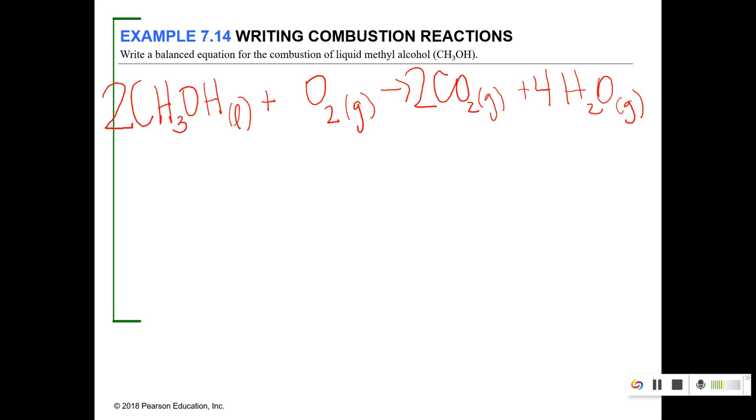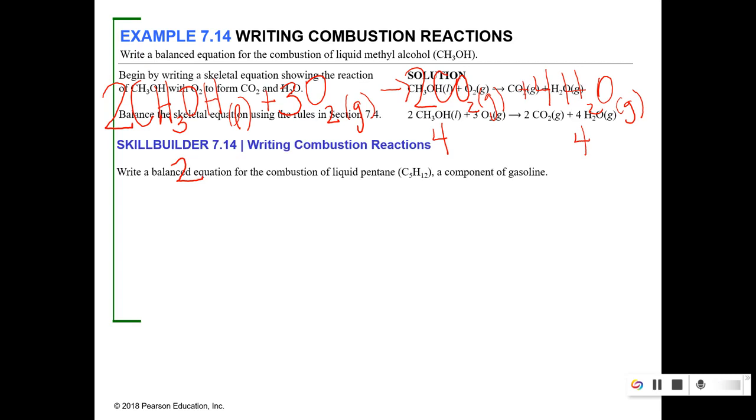Don't forget, you have to go back and count those oxygens so you can put a coefficient in front of oxygen. So I've got 4 oxygens there, and I've got 4, which is 8. But I've got 2 there, so I only need 6, which means I put a 3 in front of O2.